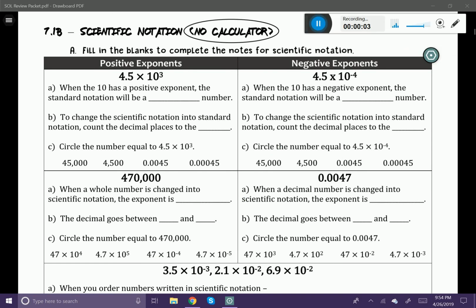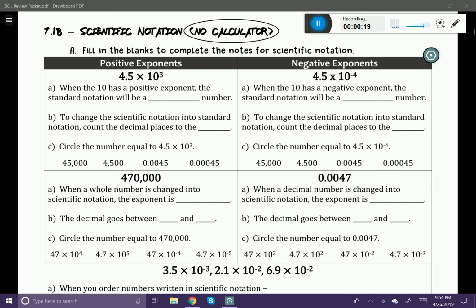In this lesson, we're going to be talking about scientific notation. We have two different types of numbers that we're going to be working with: numbers that have positive exponents and numbers that have negative exponents. Let's first focus on the positive exponents.